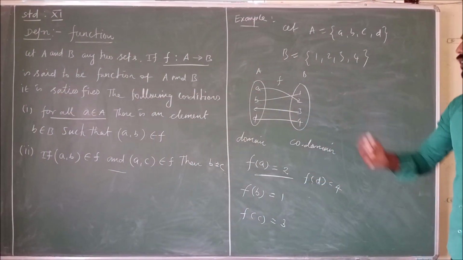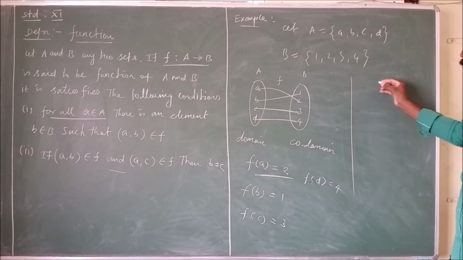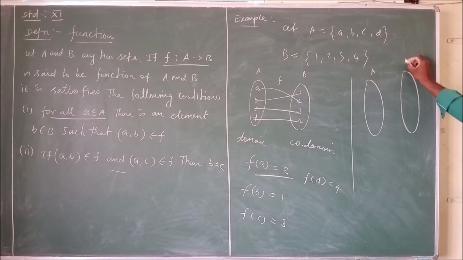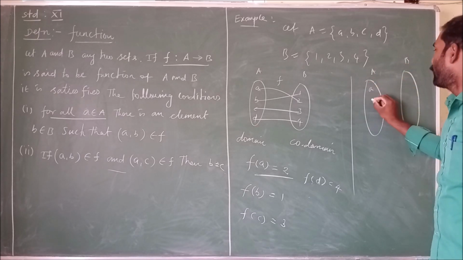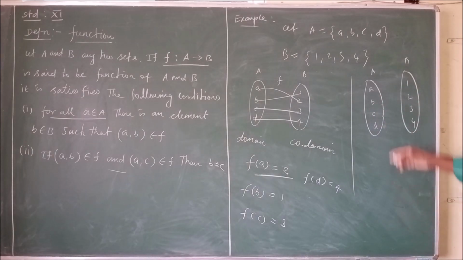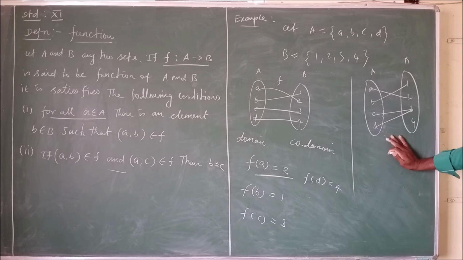Which one is not a function? For example, take set A and set B, with a, b, c, d and 1, 2, 3, 4. a maps to 2, b maps to 1, c maps to 3, d maps to 3. It is also a function.